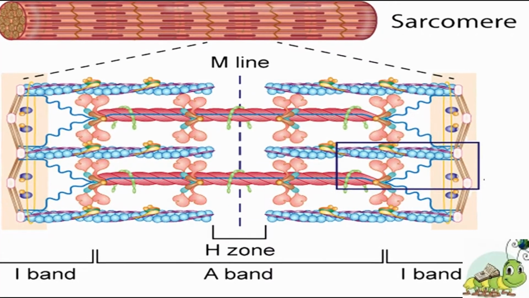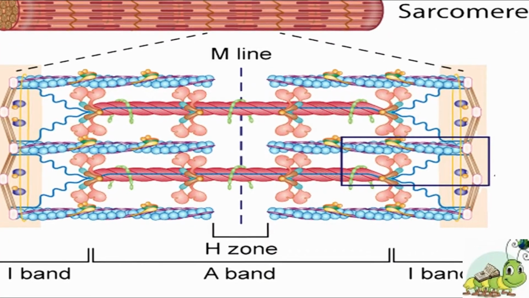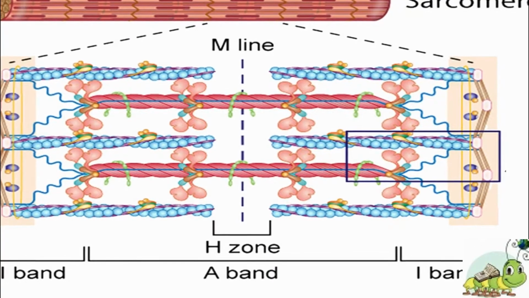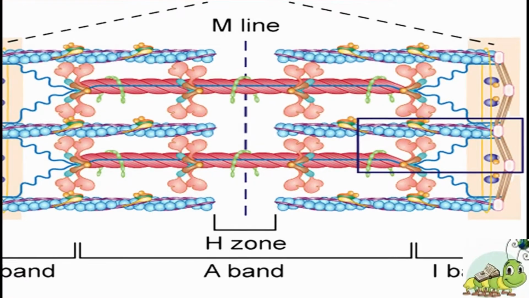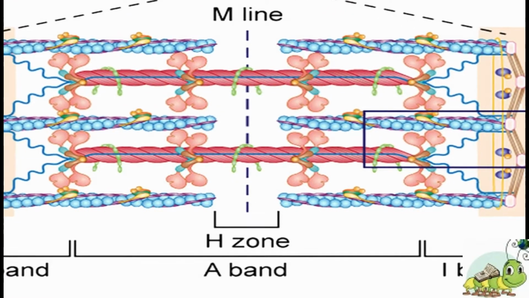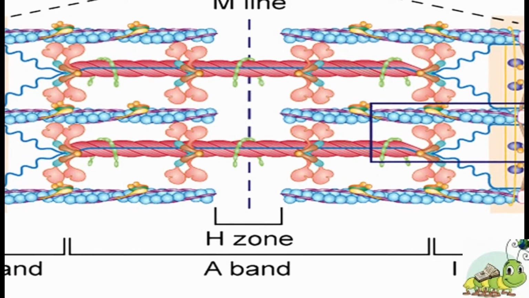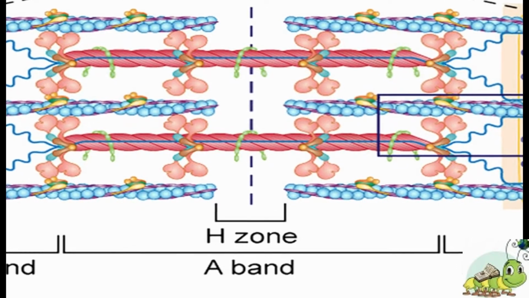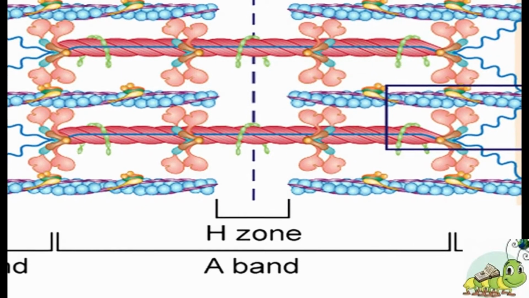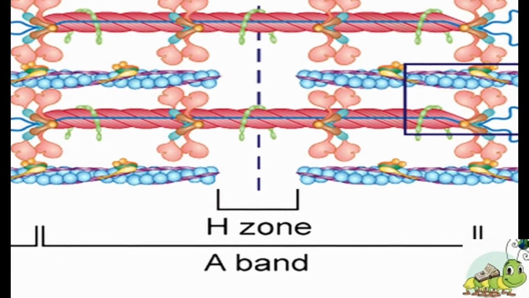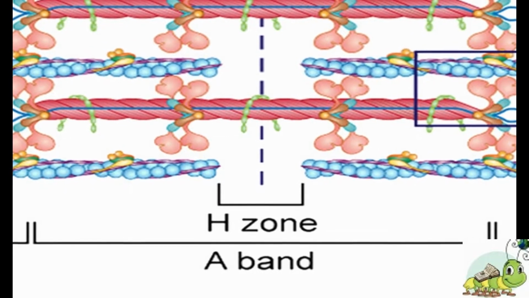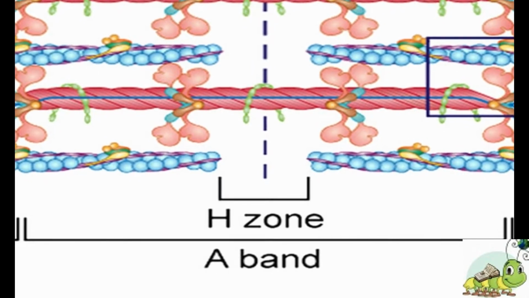The thin filaments are composed of actin, tropomyosin and troponin and extend into the A band. The A band is composed of thick filaments along with some overlap of thin filaments. The thick filaments are composed of myosin and extend from the center of the sarcomere towards the Z lines.